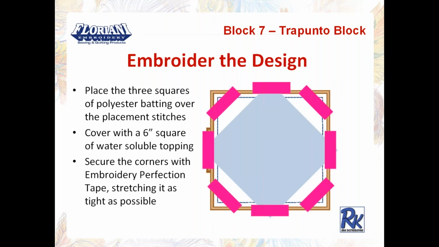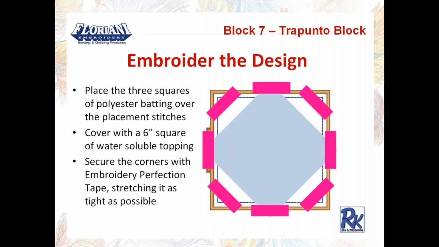And next, you want to place 3 squares of the polyester batting over the placement stitches. So make sure they're all good and covered. And then you want to cover all 3 of those with a 6-inch square of water-soluble topping. You want to secure the corners of that topping with the embroidery perfection tape, and you want to stretch the topping as tight as you can.